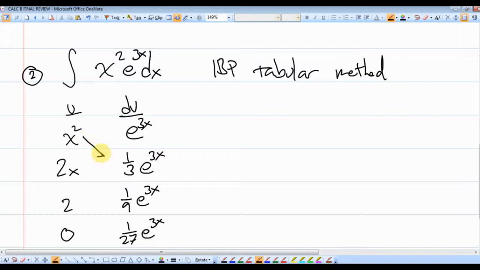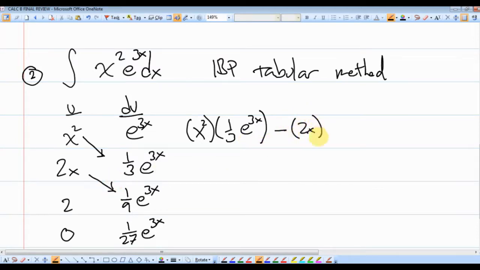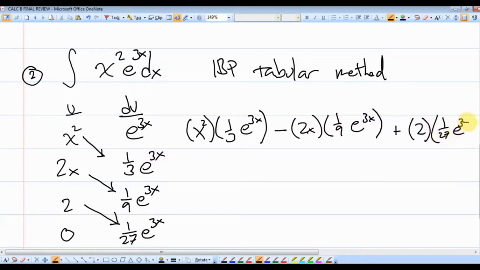Multiply. We get x squared times 1/3 e to the 3x, minus 2x times 1/9 e to the 3x, plus 2 times 1/27 e to the 3x plus constant.